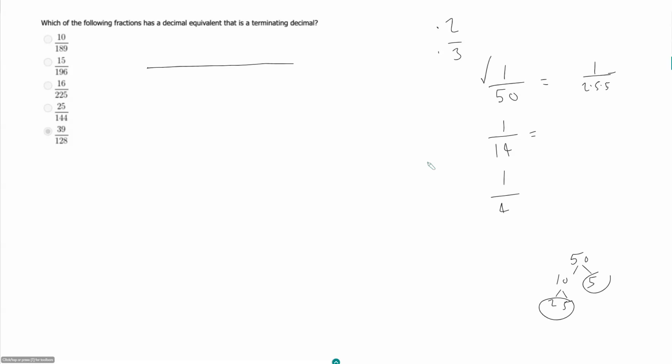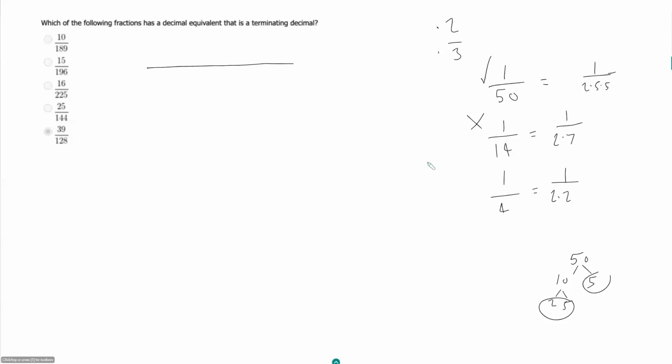So what about 14? Well, 14 has a 2, but it also has a 7. So this guy will be non-terminating. And then 1 over 4, which you should know is 0.25, so that's definitely terminating. Why is that? Because 4 is just 2 times 2, so we got all 2s here.